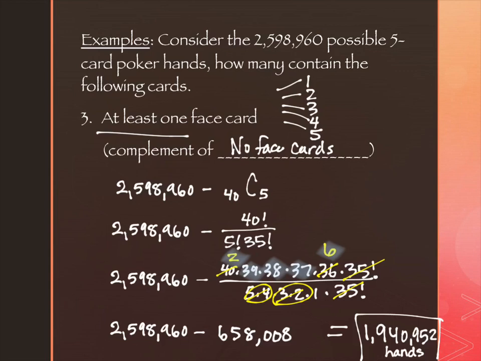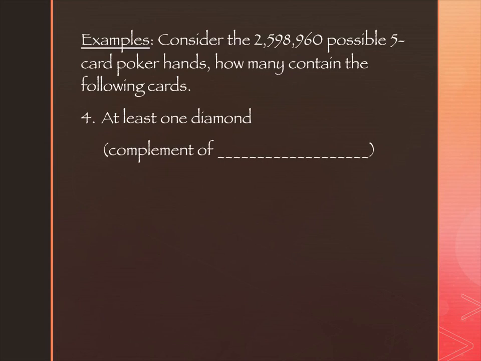Okay, I think there's one more, and then we're going to switch gears. We want to have at least one diamond. There's that phrase again, at least one. So at least one means 1, 2, 3, 4, or 5. The complement is none. So we would have no diamonds.